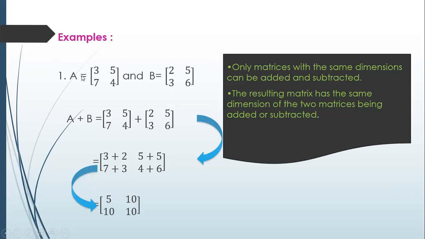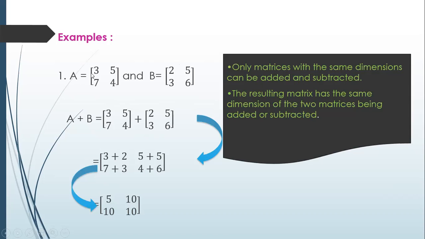Examples. Example 1. We want to add A with B. Here A equals [3 5; 7 4] and B equals [2 5; 3 6]. Only matrices with the same dimensions can be added and subtracted. What is the meaning of dimensions? Here matrix A is of order 2 by 2 and B is of order 2 by 2. Then we add the corresponding elements. The resulting matrix has the same dimension of 2 by 2.